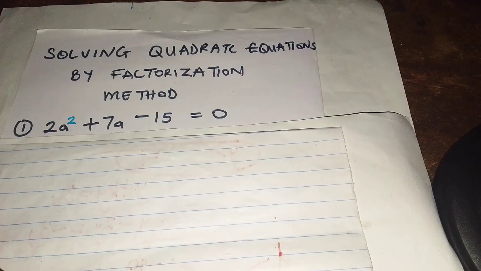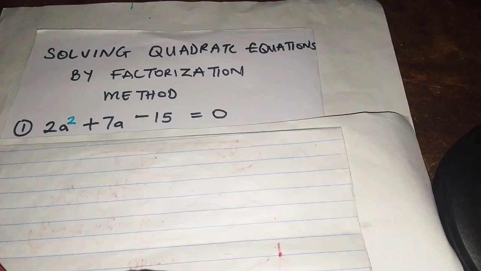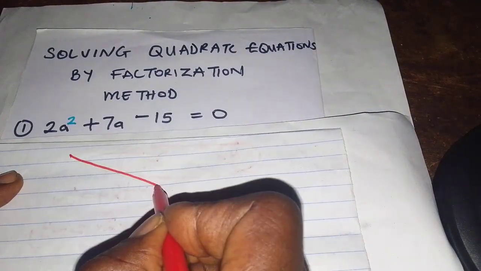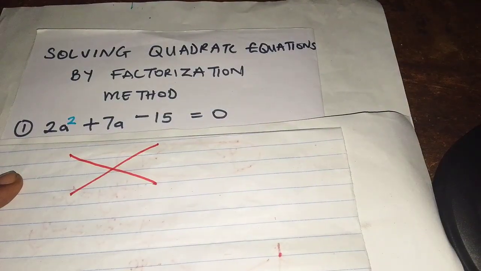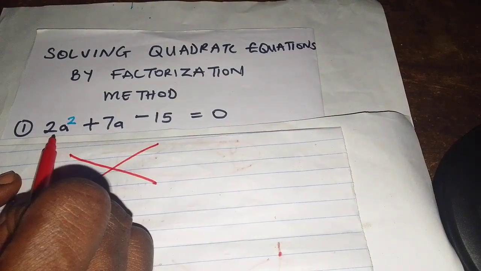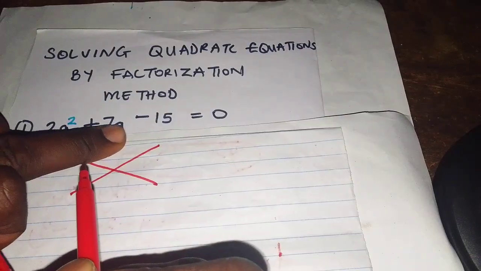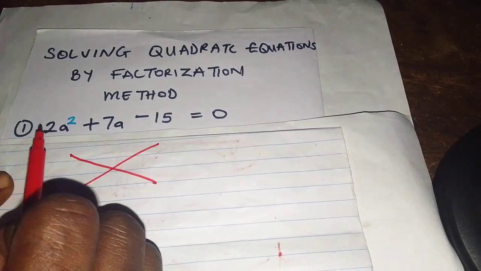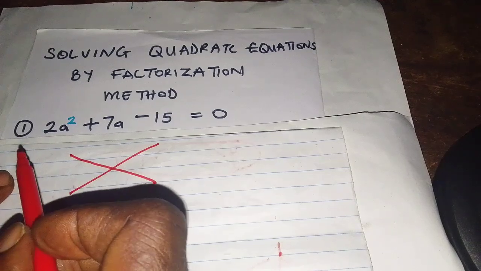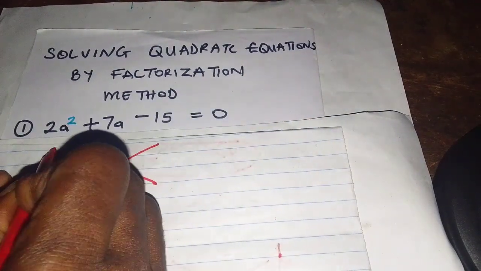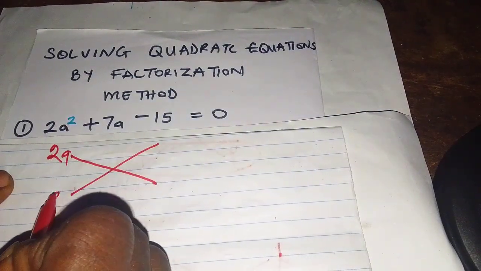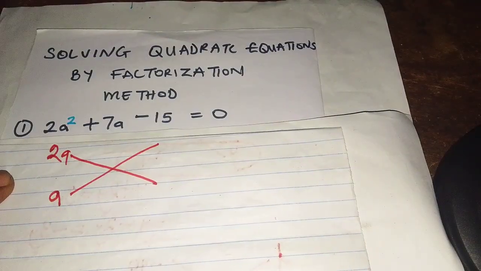I've told you earlier that factorization method is a guess method. You continue to guess the figures until you are able to get the right one. Now here you draw the two lines that will cross each other. What will you multiply that will give us 2a squared? This is 2a squared plus 7a minus 15. What will you multiply together that will give you 2a squared? So if you say 2a times a will give us 2a squared.